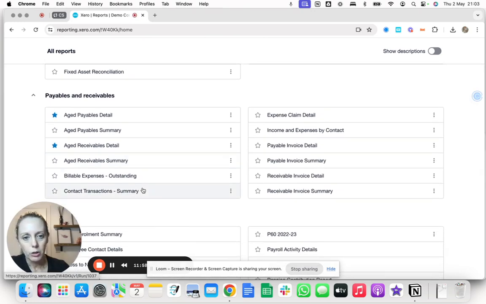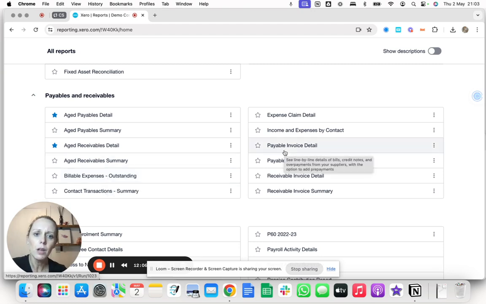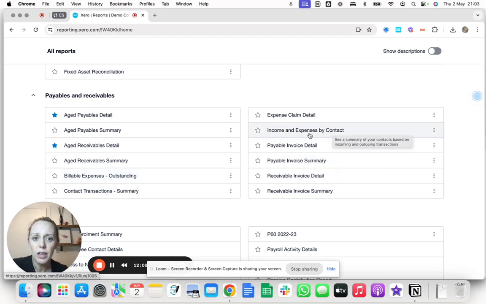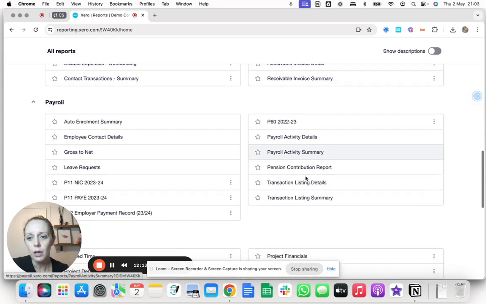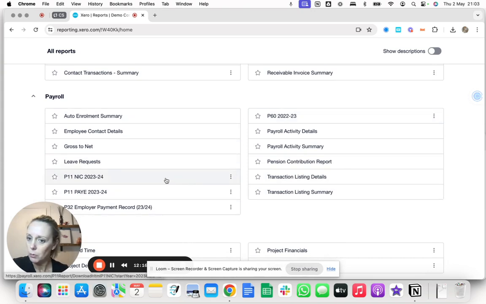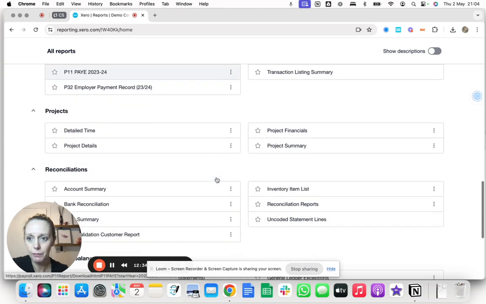Other reports you may want to look at is what billable expenses have you got outstanding. So make sure that you have actually billed all of those on to your customers. You could look at income expenses by contact. You could look at some of these ones. But again, it depends on what you want to see and why. There's a load of payroll reports there. Some of these you'll need at year end. Some of these, the P32, to go through as and when you are making the payment every month. You can get it from here. You've also got pension reports and leave requests and things like that in here as well.